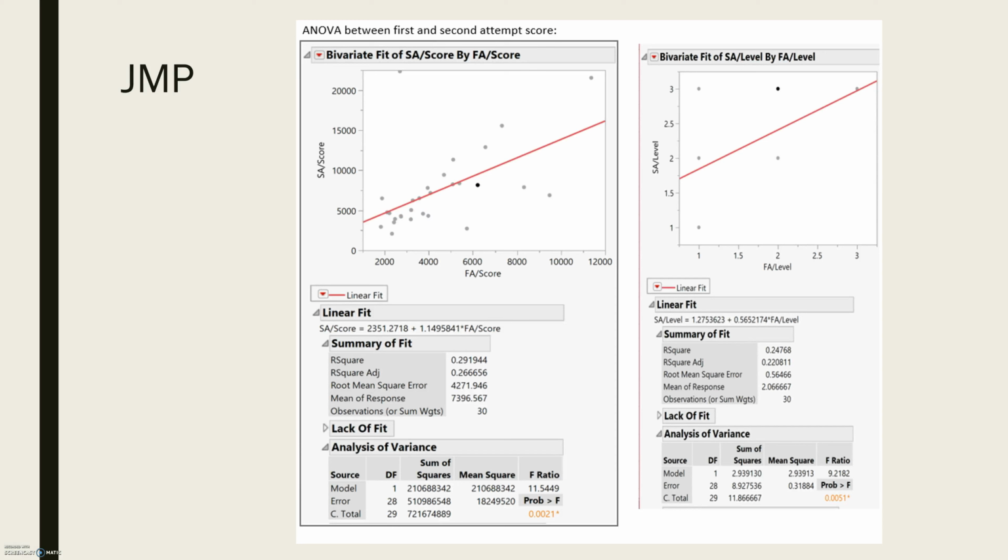This was also confirmed by the snippet on the right, which shows the second attempt level compared to the first attempt level using an ANOVA. And as you can see on the bottom right, the p-value was 0.0051, which is lower than 0.05, which means that the results are significant and that there is a difference between the first and second attempt.